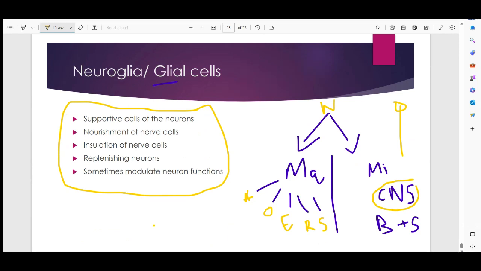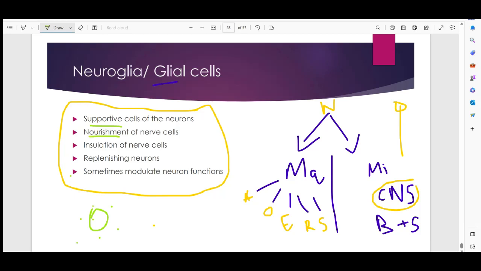Okay, so I will repeat these functions again. The first thing you have to know is that they're supportive cells. That's very easy to remember. It's like a helper in your house, somebody who takes care of the neuron. The basic idea is that the neuron is here and these glial cells are around it to take care of it.